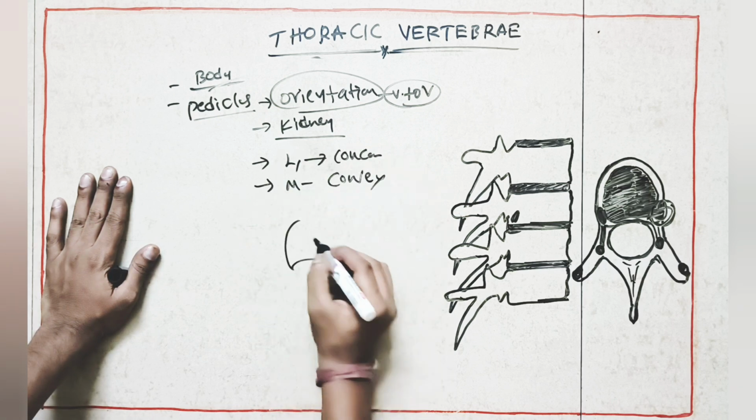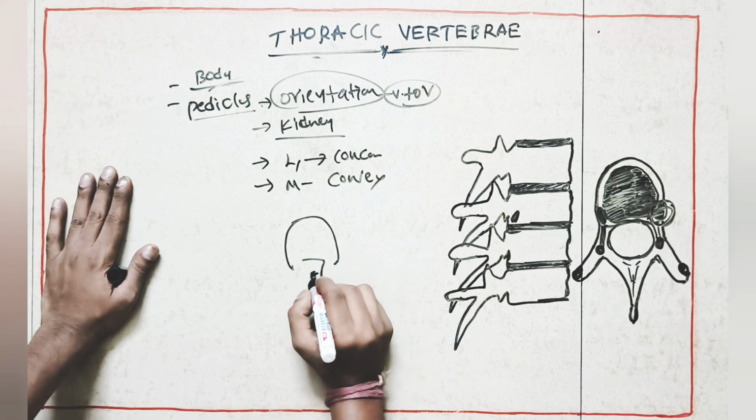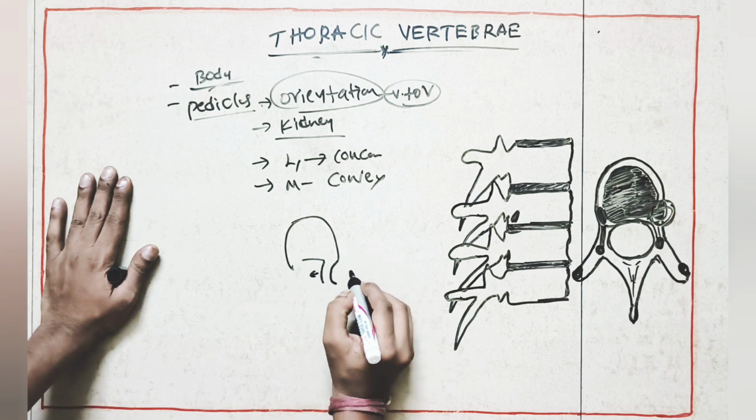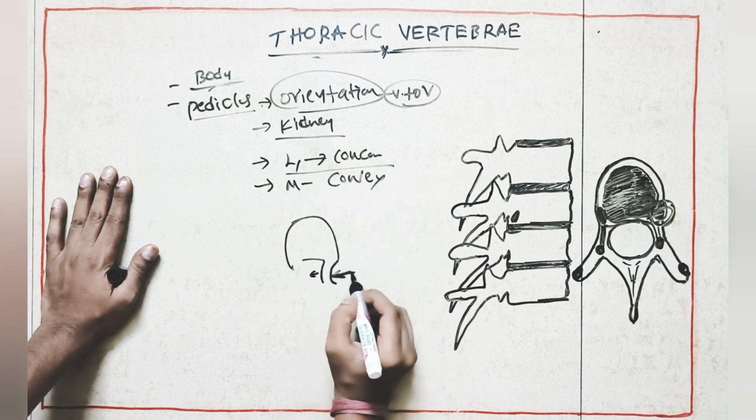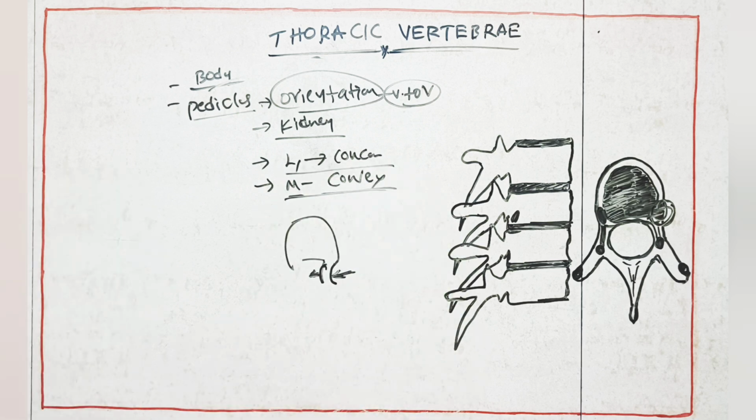What does it mean? Suppose this is one vertebra. Here we have the pedicle. This is the medial side, this is the lateral side. So the pedicle is laterally concave and medially convex. That is what we can see in the pedicles.